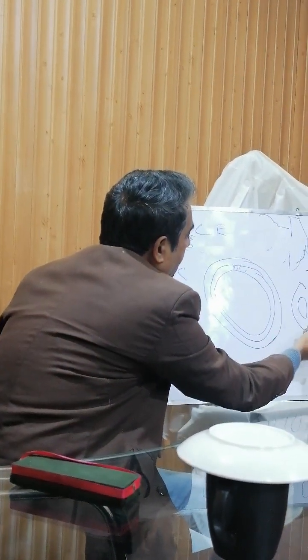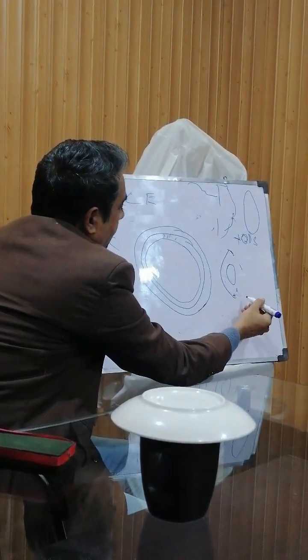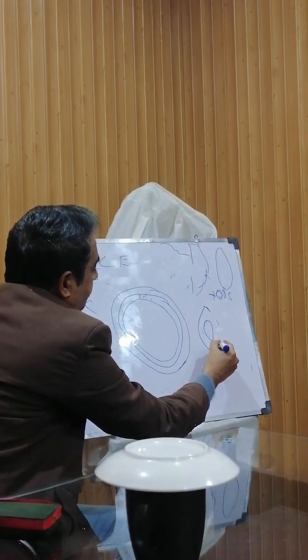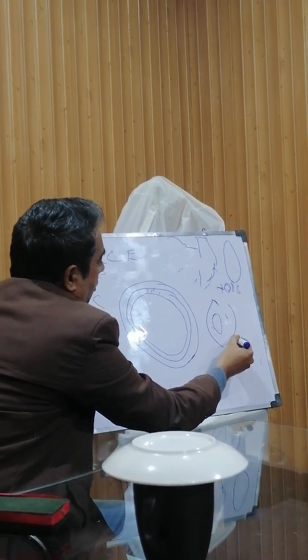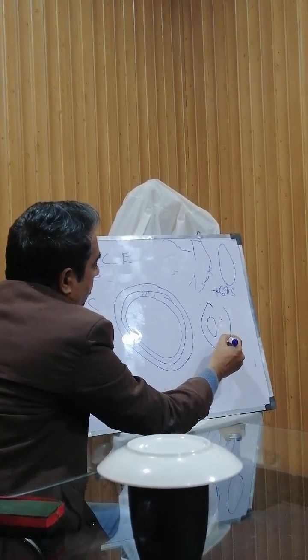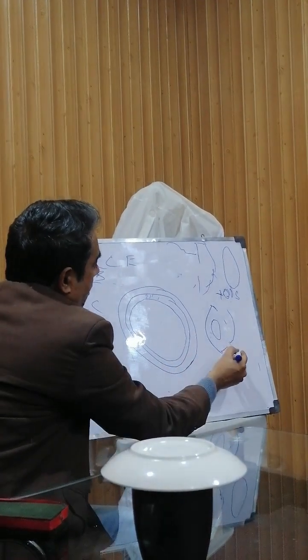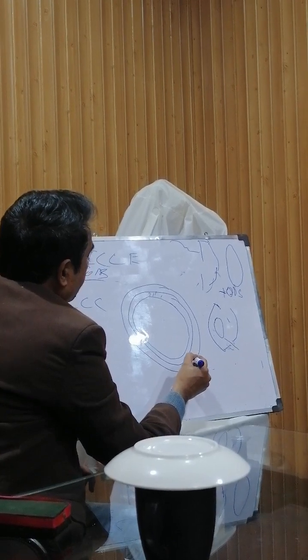For example, I have given a scene here for better understanding. This is the cornea, this is the capsule. So I have given an incision here. Okay, here we have entered.